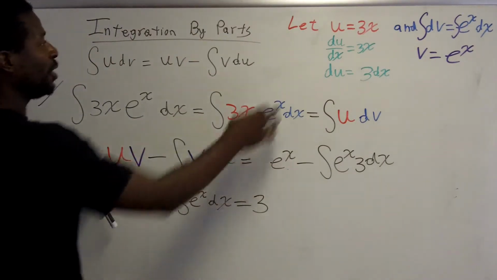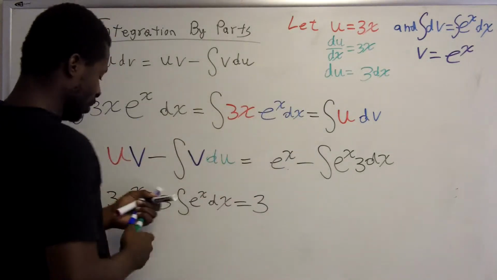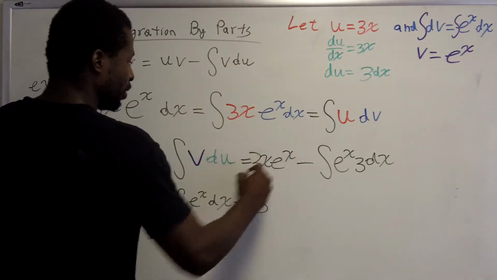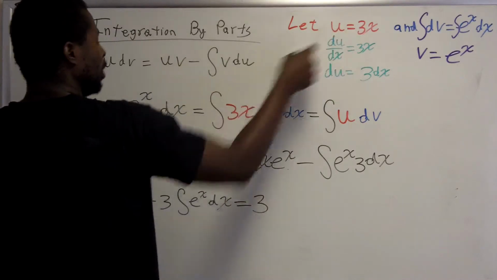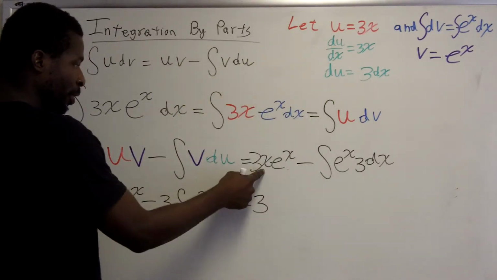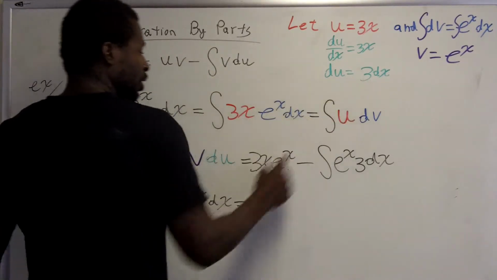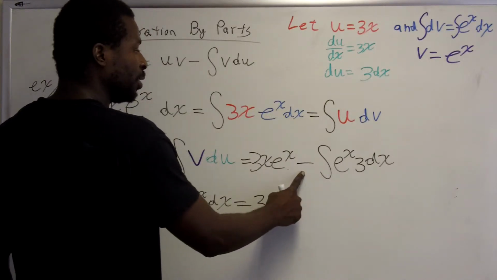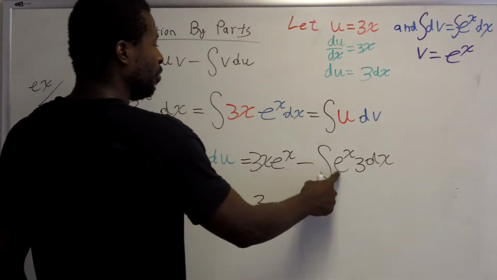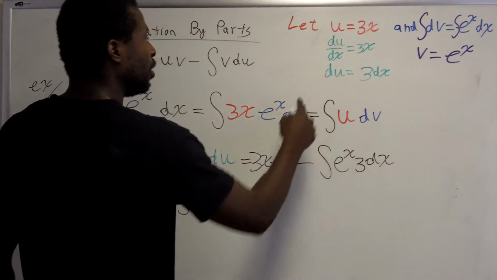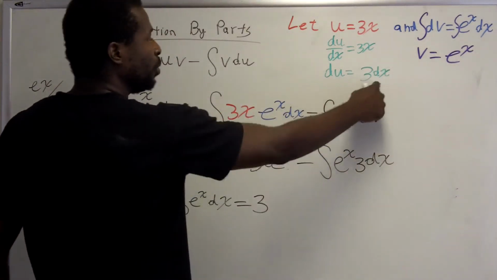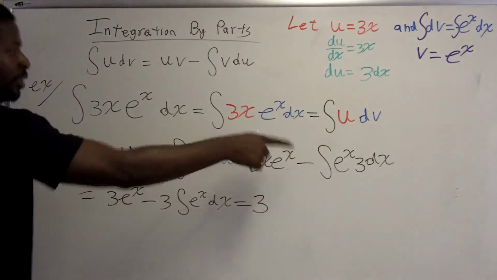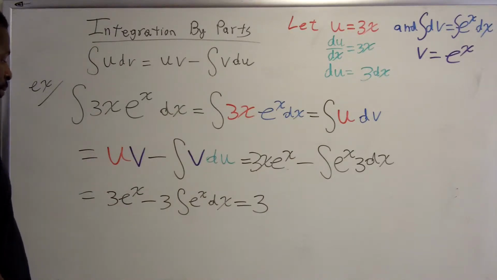Sorry about that. U is actually 3x, not just 3. So we get uv, which is u, 3x, times v, which is e to the x. 3x times e to the x minus the integral of v du. V is e to the x and du is 3 dx. So now this is correct. That was not correct before.